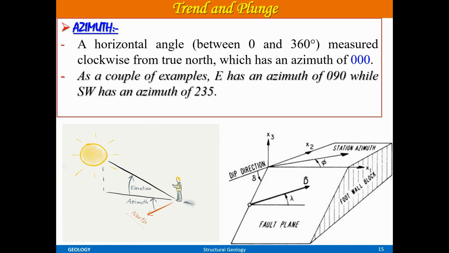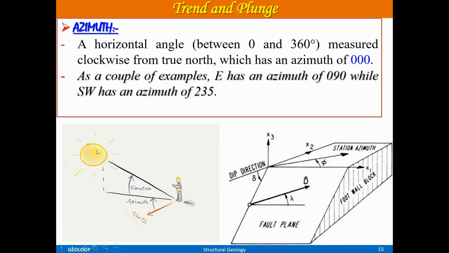There is another term called azimuth. It's a horizontal angle measured clockwise from the true north. If I want to find the azimuth of the sun, let's say, from your observer point, where you are standing, this is the straight line between you and the sun. You will be projecting the sun on the ground, or any star, let's say.